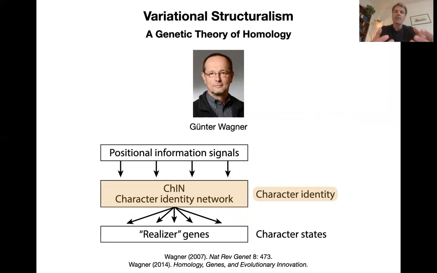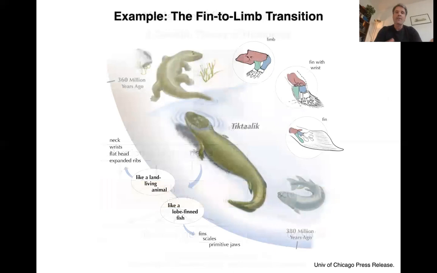We can't just look at gene networks because, as I was arguing before in an earlier module, there is not necessarily a correspondence between a specific gene network and a character trait. And also some of the traits will have mechanisms that work at different levels. Let's have an example of this, okay? Let's look at the fin to limb transition.